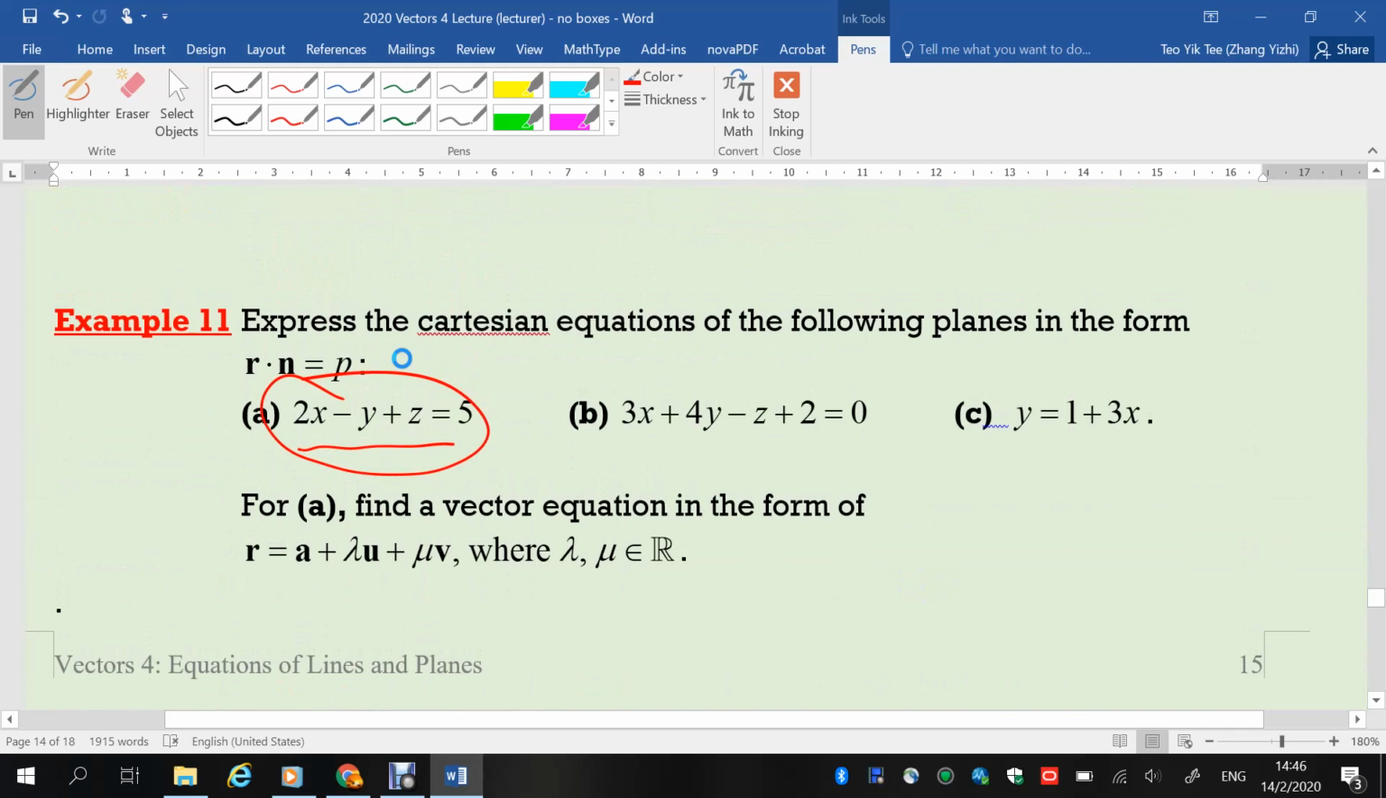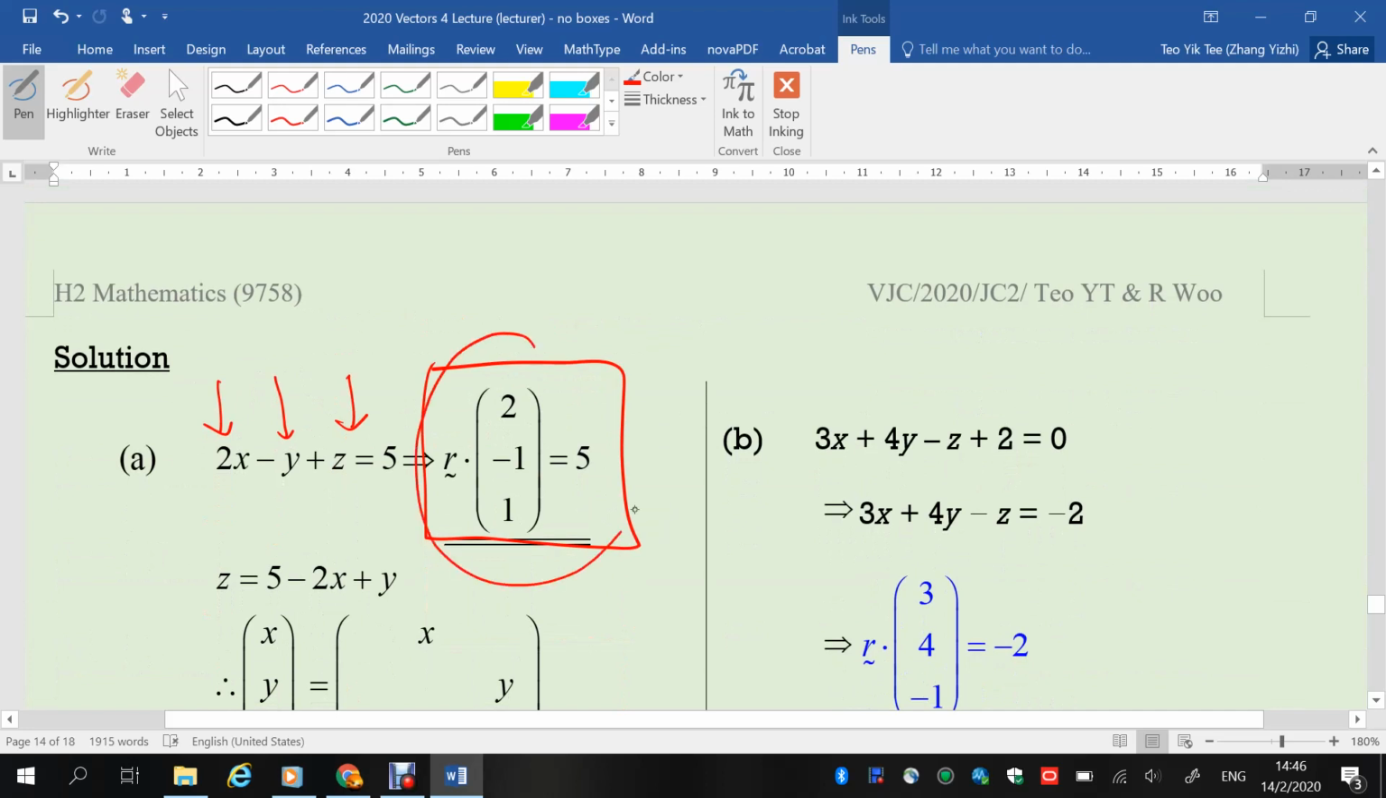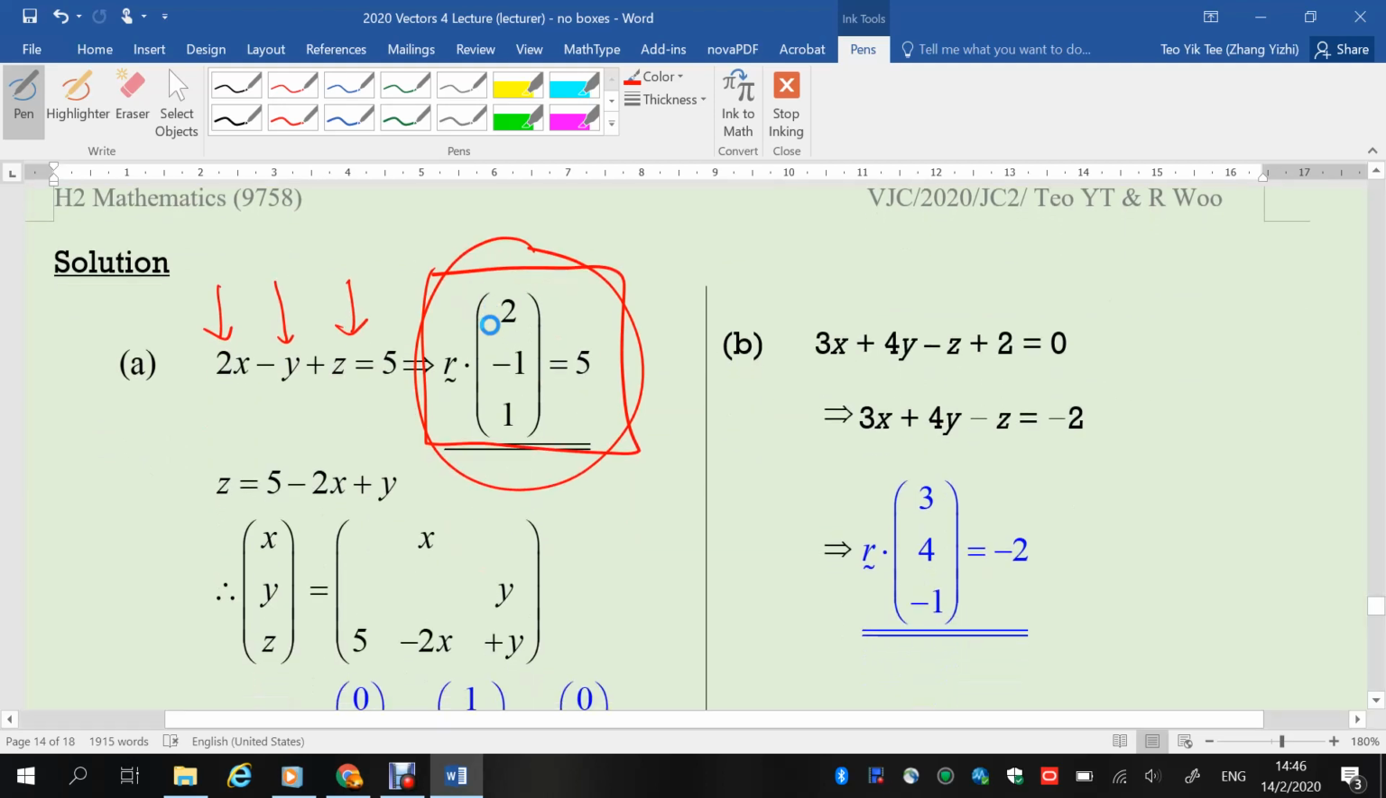Okay, for example A, I also ask you to give me the vector equation. So how to change from this form to the vector equation form? Okay, so this one is a little bit different and unique. You need to pay some attention. Okay, so what I'm going to do now is I am going to let x be x and let y be y. So from this original equation, I can rewrite z equals 5 minus 2x plus y.